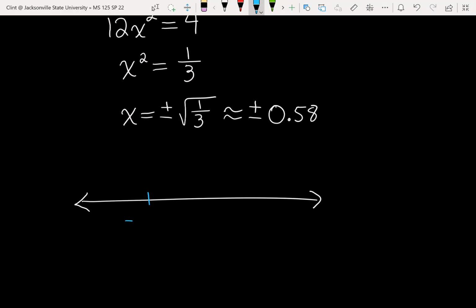Here's negative square root of 1/3, here's positive square root of 1/3. The only thing that's trickier is we have to be a little more intentional about picking our test values. We need something smaller than negative 0.58. I'd probably go negative 1. Yeah, that's easy.